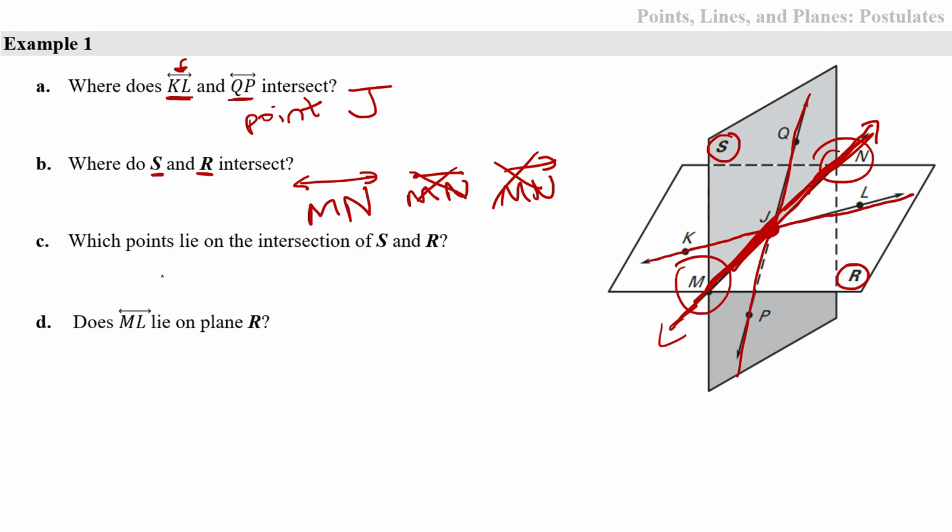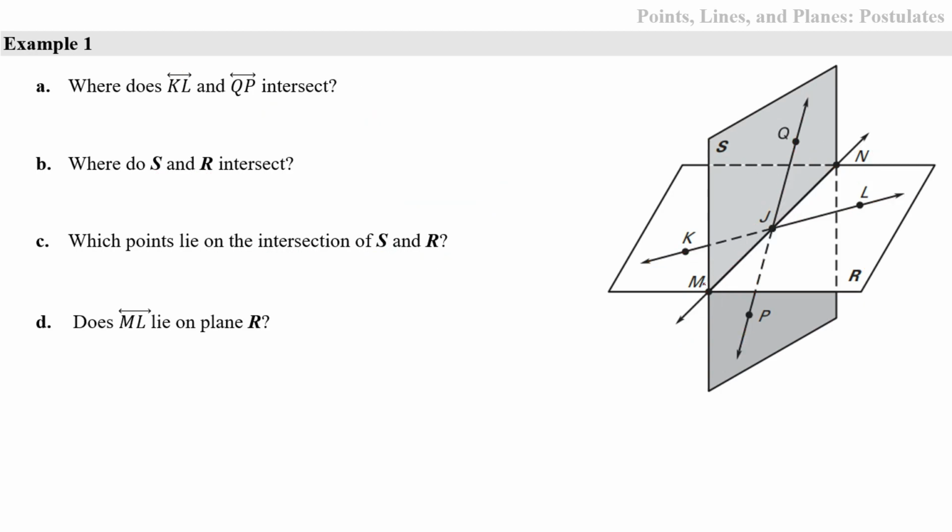For example C, it says, which points lie on the intersection of S and R? Okay. The ones that you can see here are M, J, and N. These are the 3 points that have names that are the intersection of those two planes. Now there are a lot more points, but they're just not named, so we're not going to make names. We're just going to use the ones that they give us. Okay? And then it says, does line ML lie on plane R?